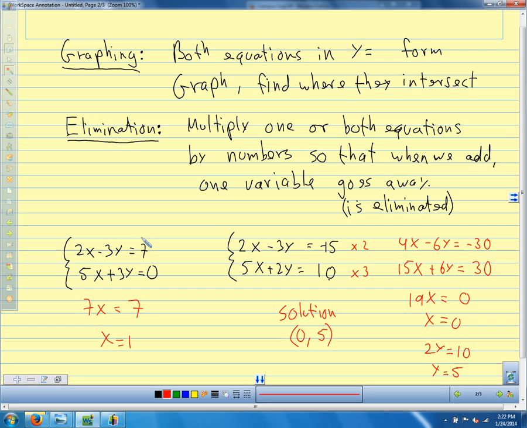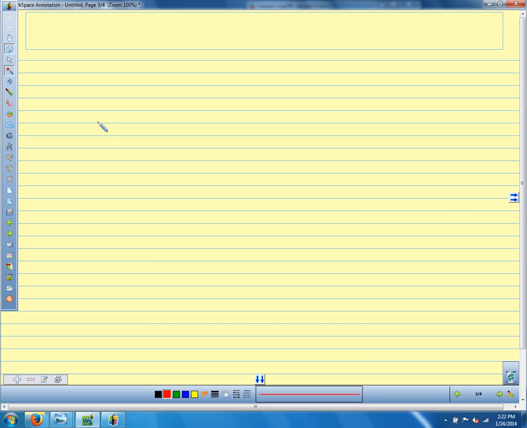All right, just a couple more quick things I want to talk about. I want to talk about what these equations mean graphically. What are we looking at? So I'm going to say the graphical interpretation.